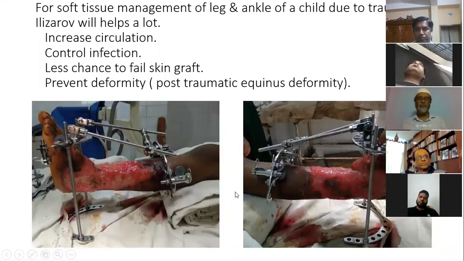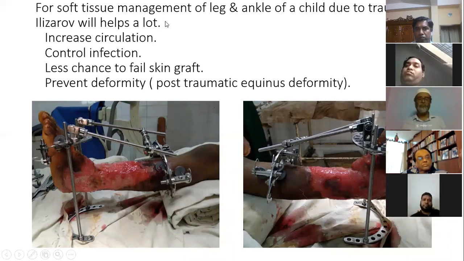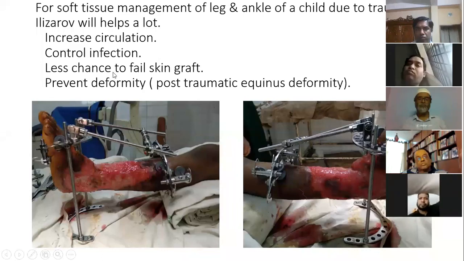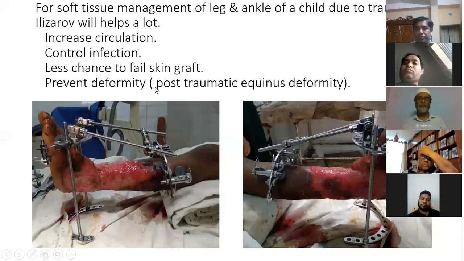And Ilizarov rings, there is multiple use of Ilizarov rings. You can see here the half rings only, and posts and hinges also. This is usually used for soft tissue management of the leg and ankle of a child due to trauma. Here, Ilizarov will help a lot: increase the circulation, control infection, less chance of skin graft failure, and prevent deformity, post-traumatic equinus deformity.